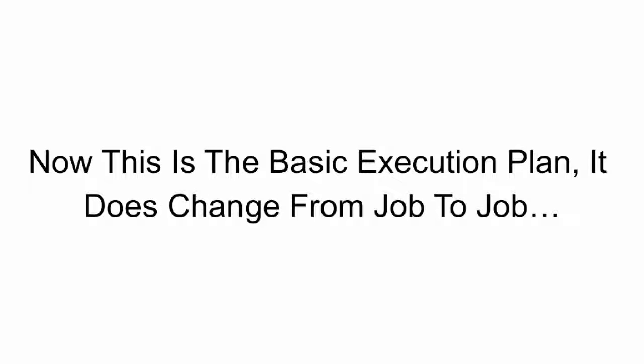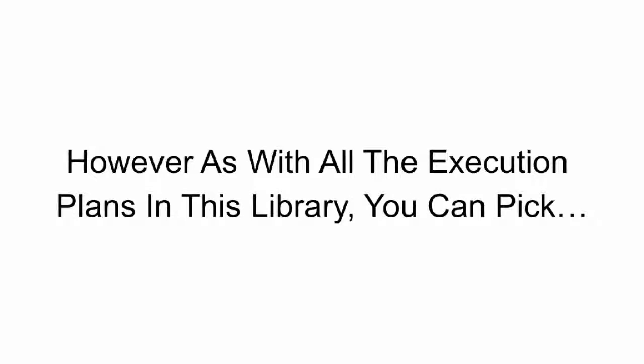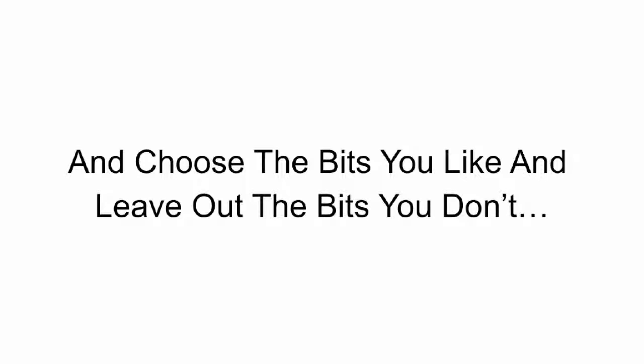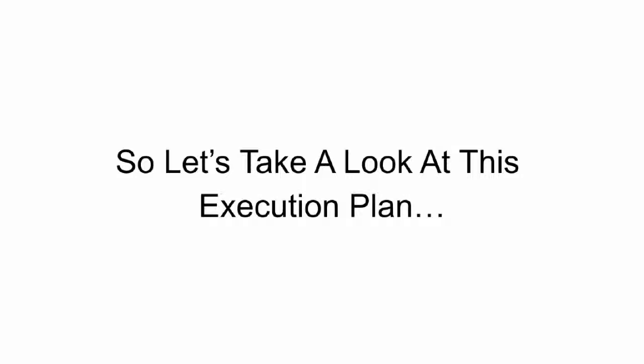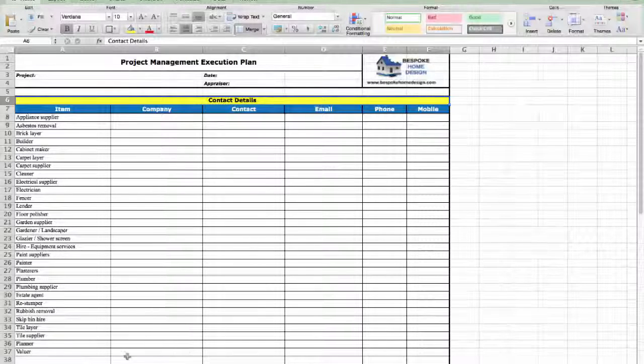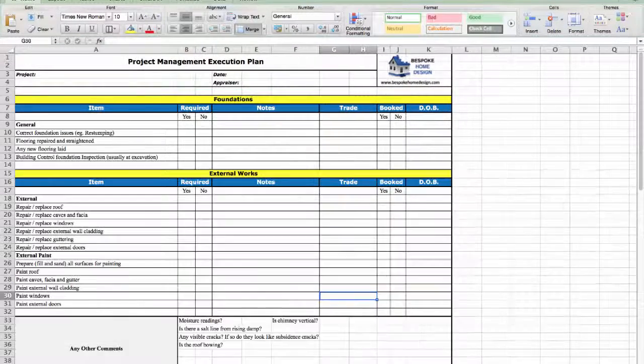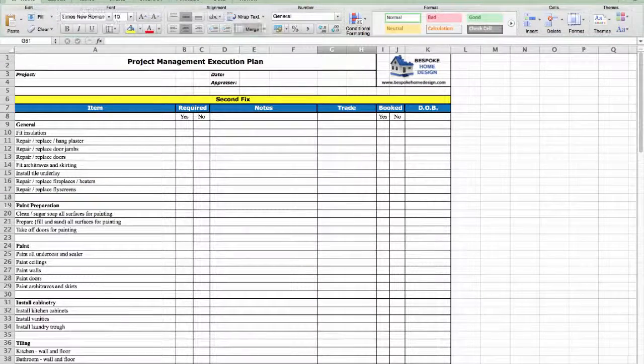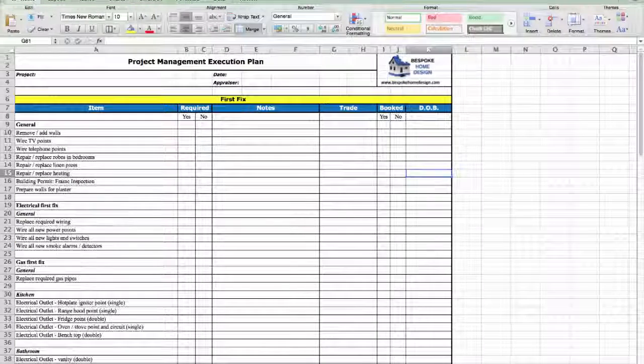Now, this is the basic execution plan. It does change from job to job, and some of the things mentioned here might not apply to you. However, as with all the execution plans in the library, you can pick and choose the bits you like and leave out the bits you don't. So let's take a look at this execution plan. It's firstly split into 6 sections, and each tab here will take you to a different section, and you simply click on the tabs like so to go to each page.